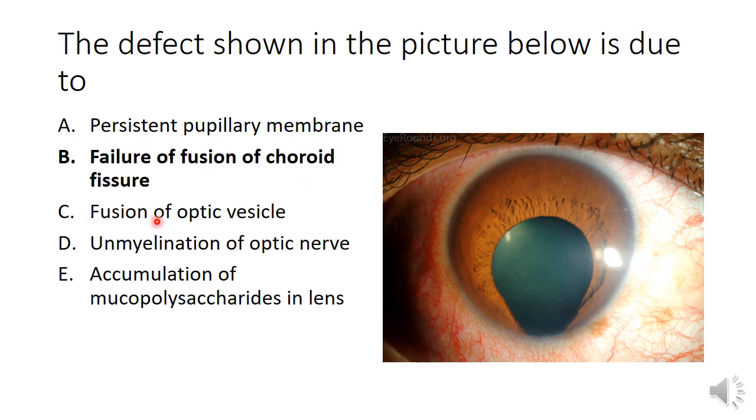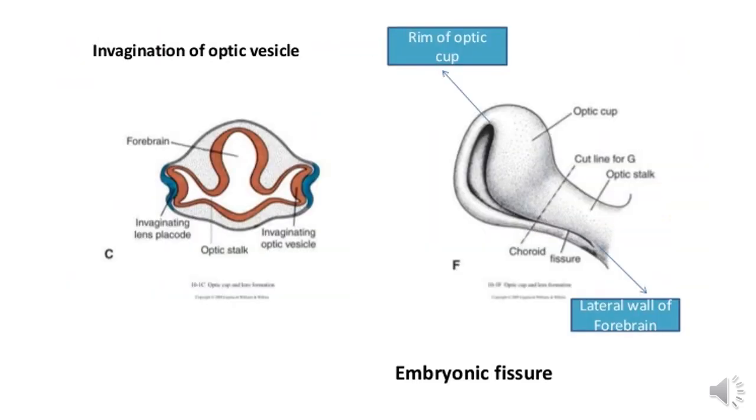Why is it not the fusion of the optic vesicle? If it is the optic vesicle, then there could be an entire defect of the eyeball. So even the sclera would be affected. That would be a more gross abnormality. But here you can see the cornea is normal. The sclera is also quite normal, and it's only the inferior aspect of the iris which is slightly defective. So the answer is failure of fusion of the choroid fissure.